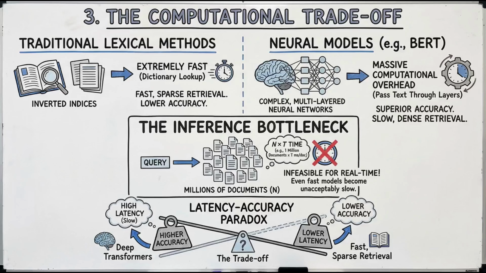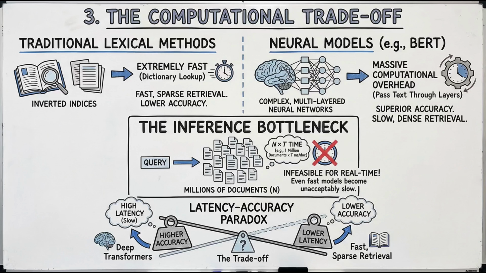Now let's talk about the computational trade-off. While neural models offer incredible accuracy, they come with a significant cost: massive computational overhead. Think of traditional keyword-based search like using an index at the back of a book. It's incredibly fast because it's just a simple dictionary lookup. Neural models, on the other hand, are much more intensive. To understand a piece of text, they have to push it through complex, multi-layered neural networks.